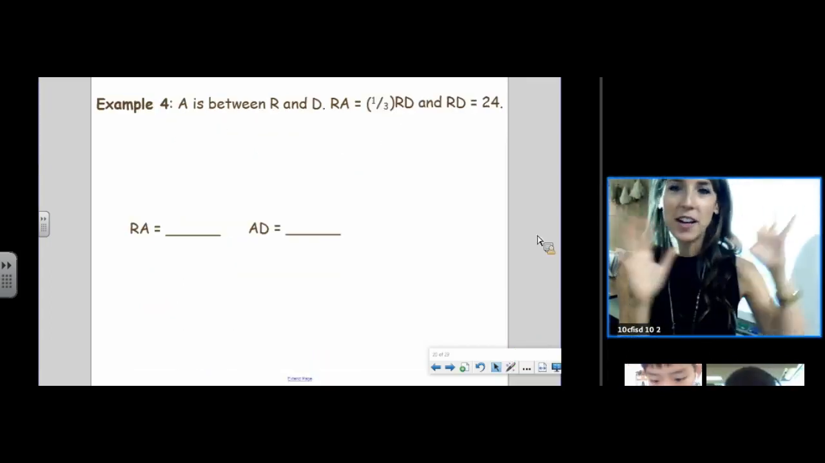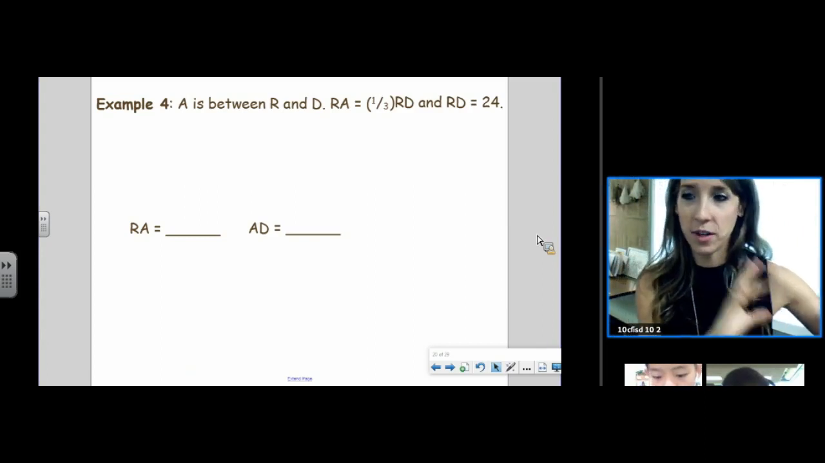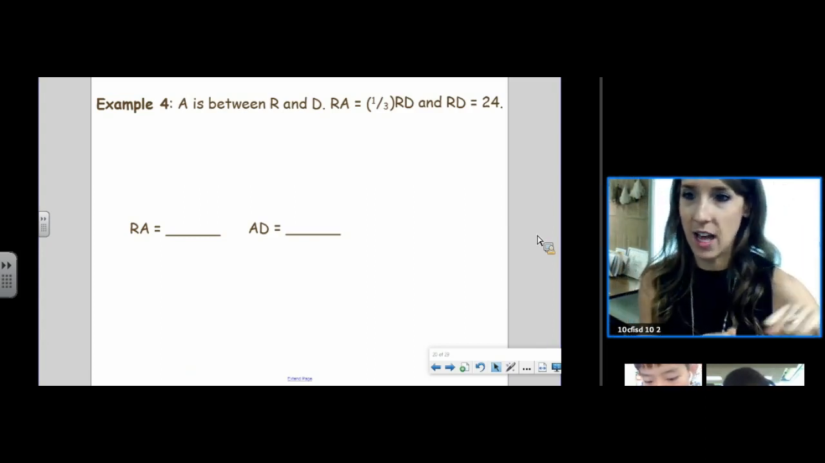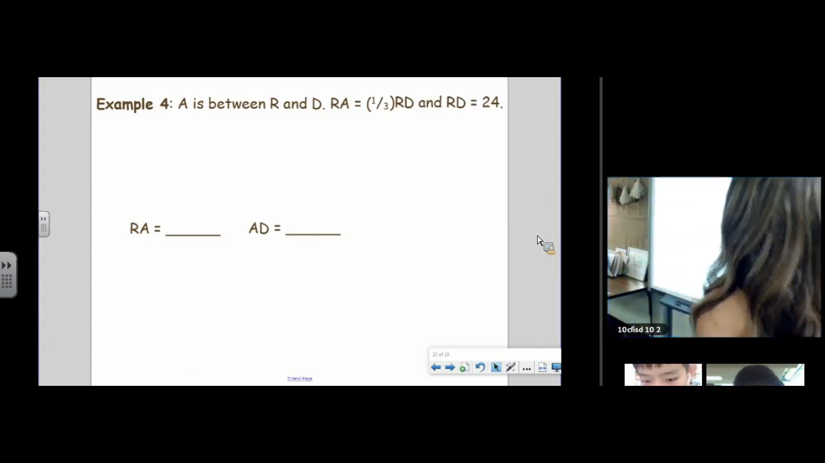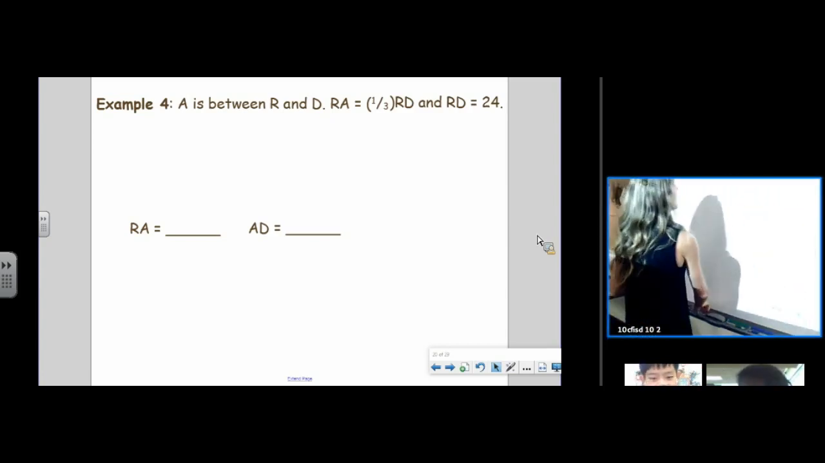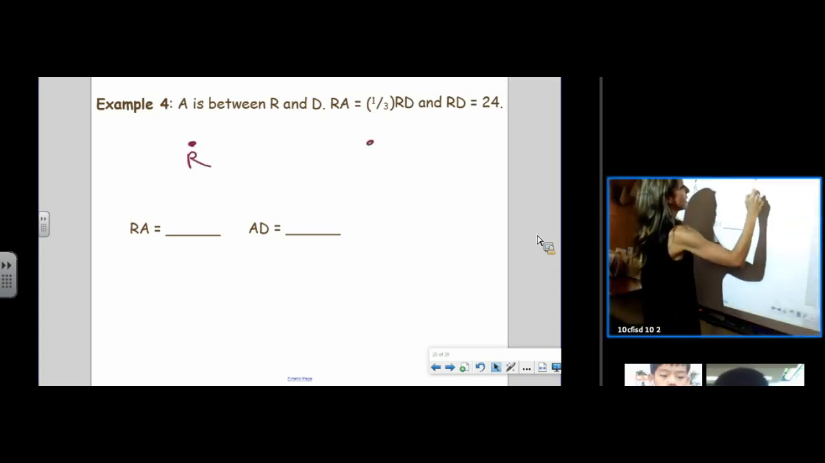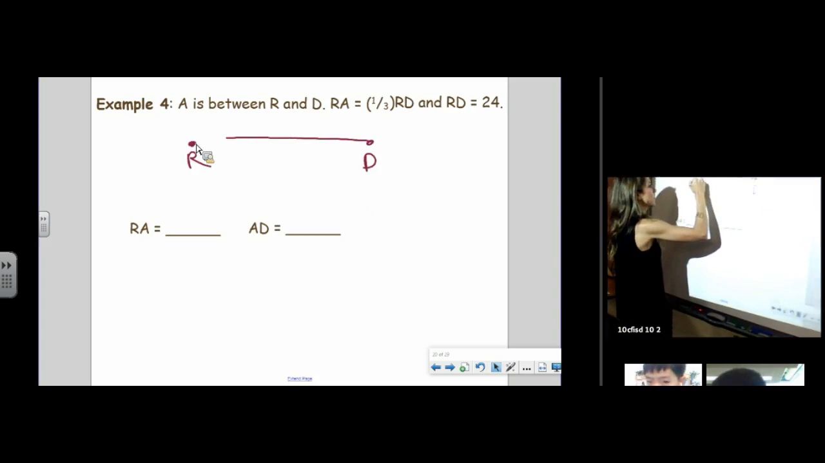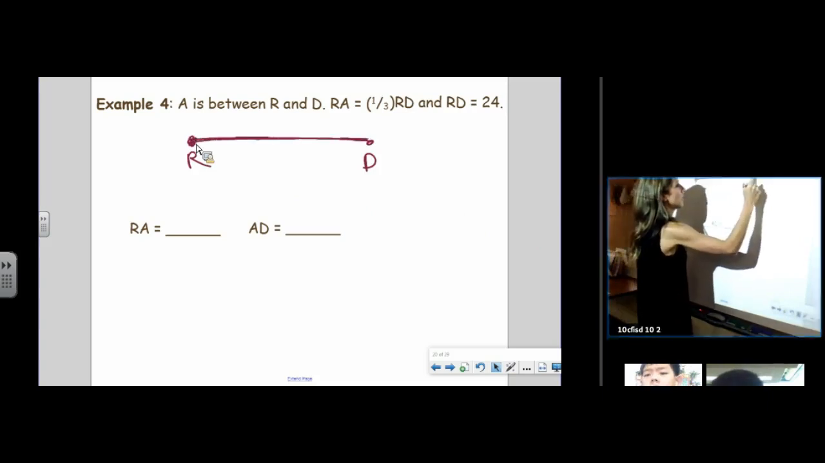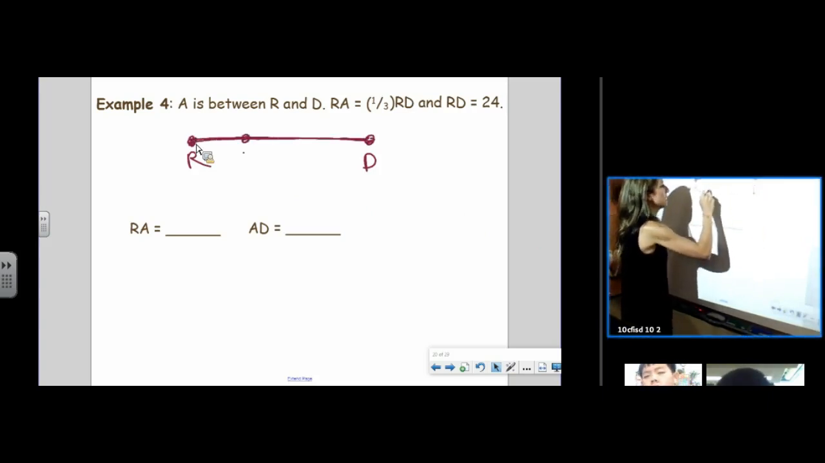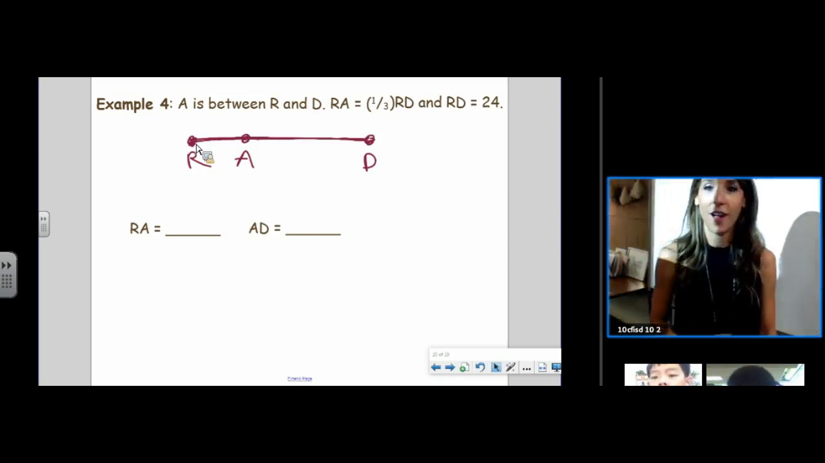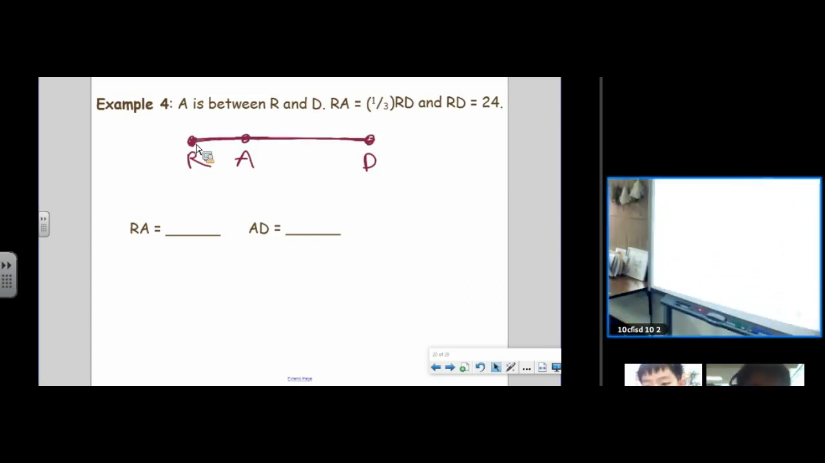Let's try another one. You're going to try more like what we just did on the homework because you're going to do the homework. You're going to solve for x a lot. Okay, next one. A is between R and D. Okay, let's stop right there and sketch a picture, sketch a segment, and I'm going to, on purpose, not put A in the middle. Oh, it spells rad. It's so rad.